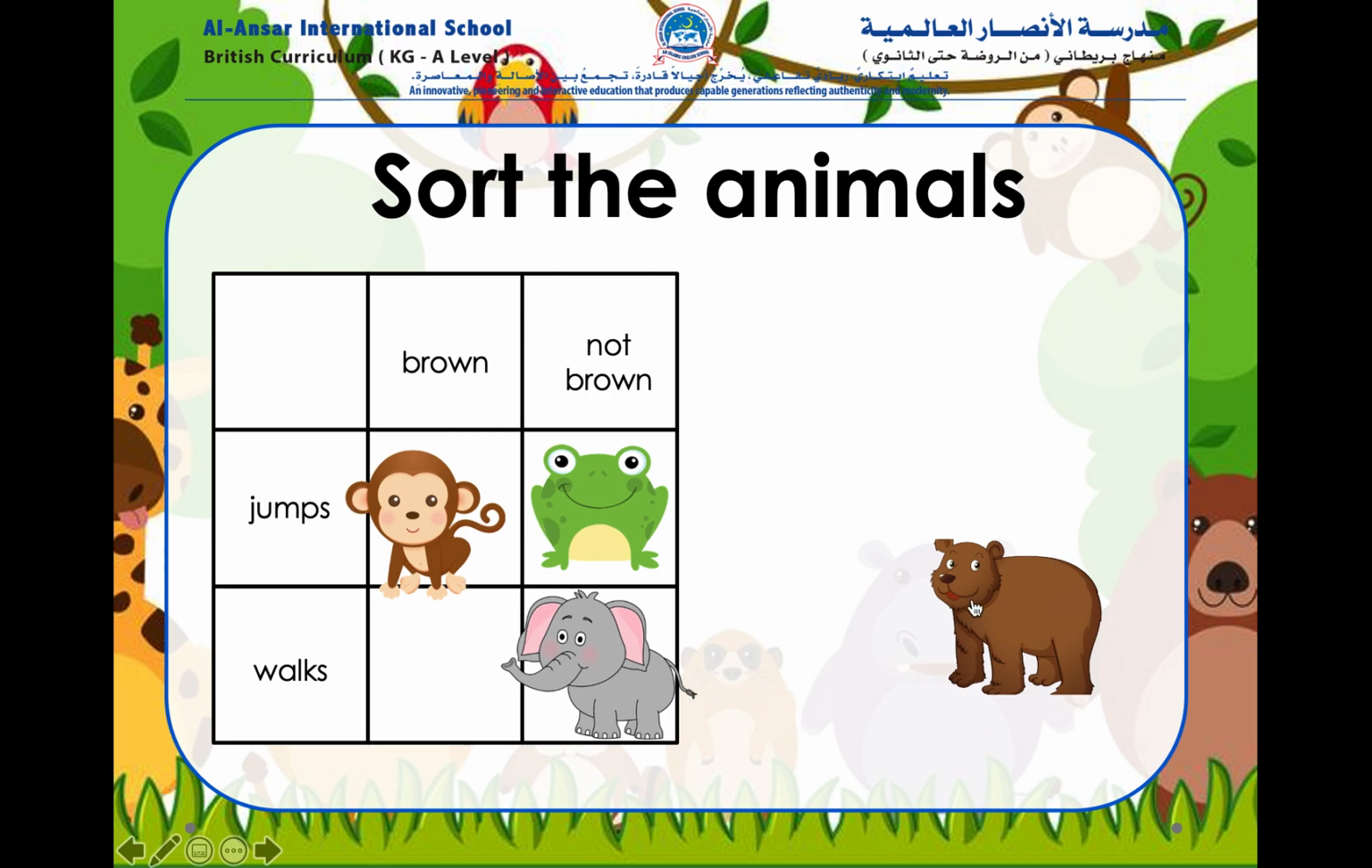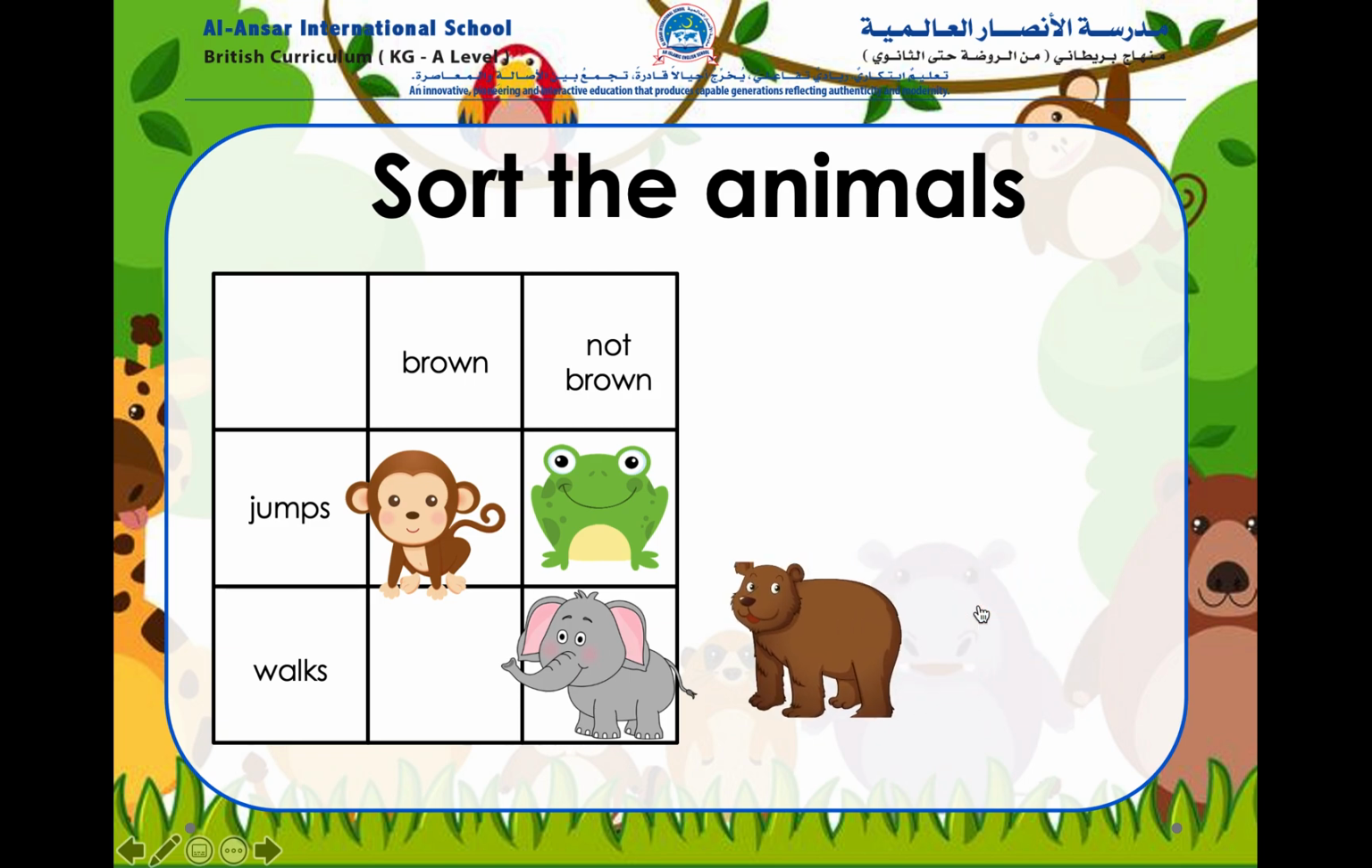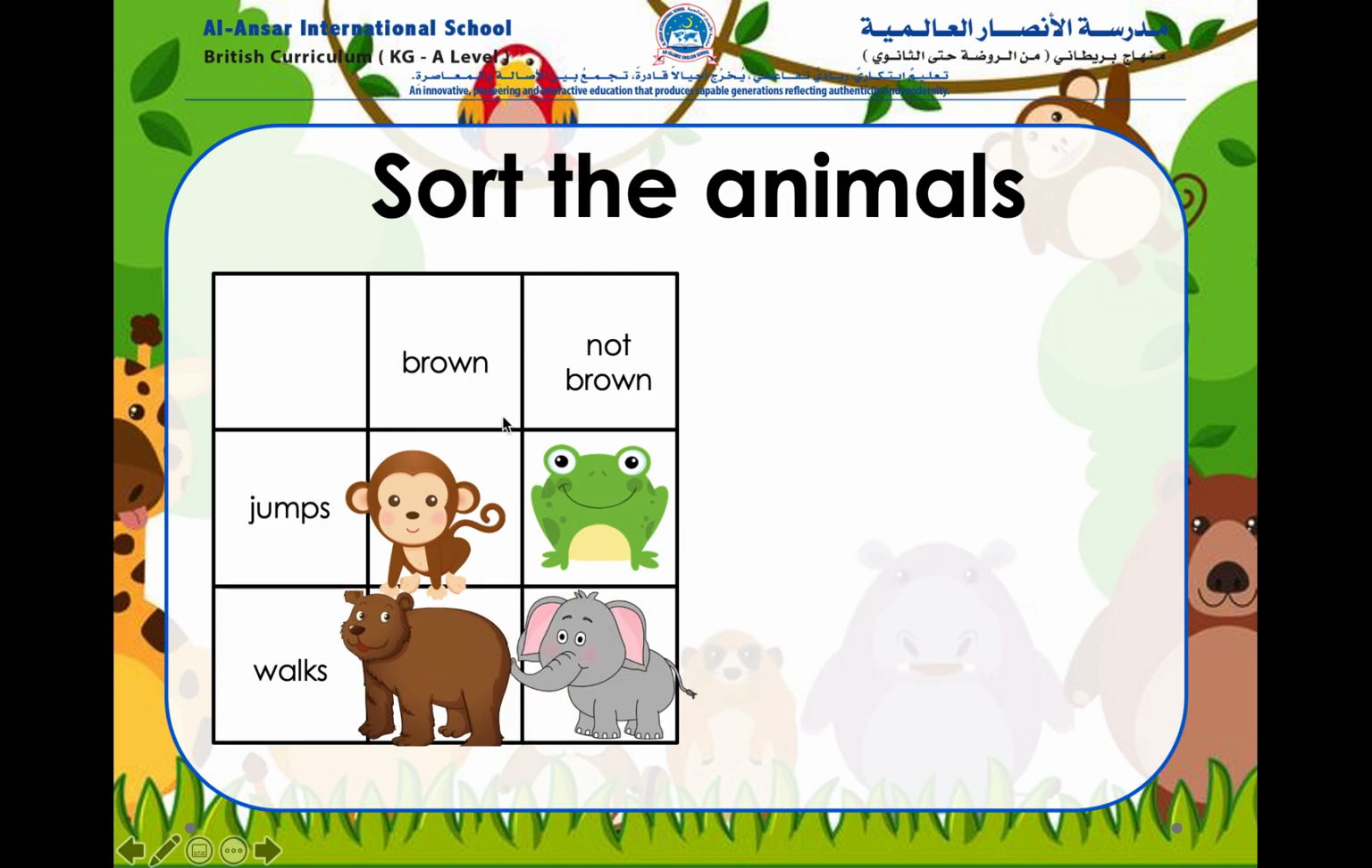Now let's look at the bear. Does the bear walk? Yes, it does. Is it brown? Yes, it is. So we can put it in the block that says brown and walks. And now you have sorted animals into a Carroll diagram as well.